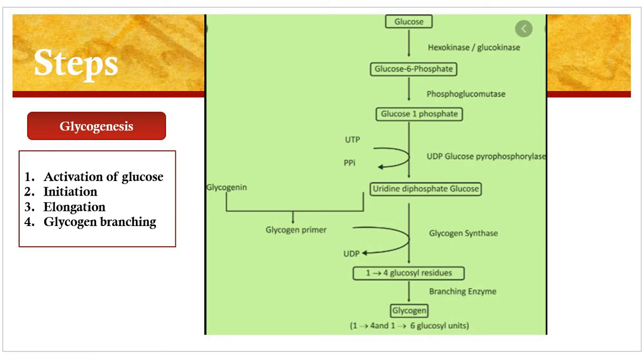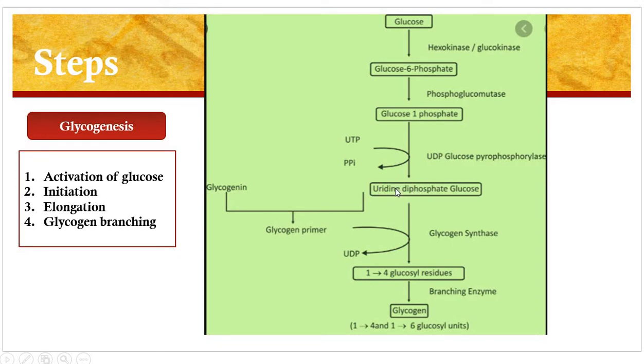Then in the second step, glucose 6-phosphate is converted to glucose 1-phosphate in the presence of the enzyme phosphoglucomutase. In the third step, glucose 1-phosphate adds on with uridine triphosphate to form uridine diphosphate glucose in the presence of UDP glucose pyrophosphorylase. So this is the activation of glucose in which there is a formation of uridine diphosphate glucose.